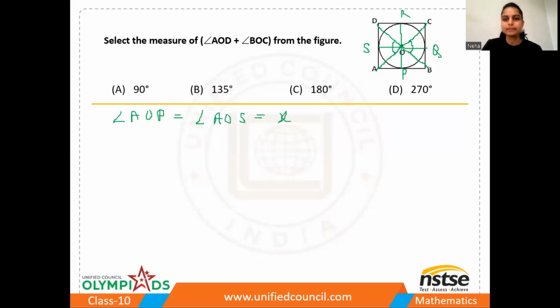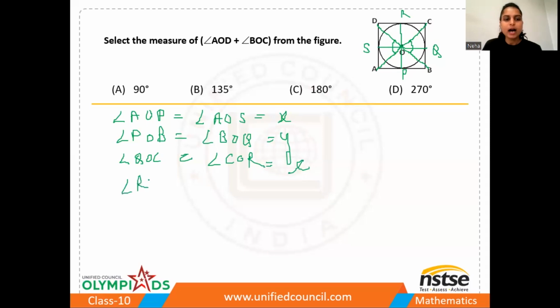Perfect. Very fine. Now, similarly, I can say that angle POB is equal to angle BOQ. Let's suppose this is equal to y. Perfect. Fine. Angle QOC is equal to angle COR. Let's suppose this is equal to m. Okay. And angle ROD is equal to angle DOS. Let's suppose this is nothing but equal to n. Perfect. Fine.